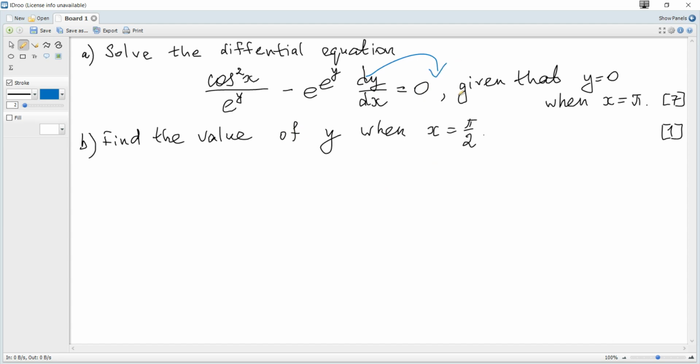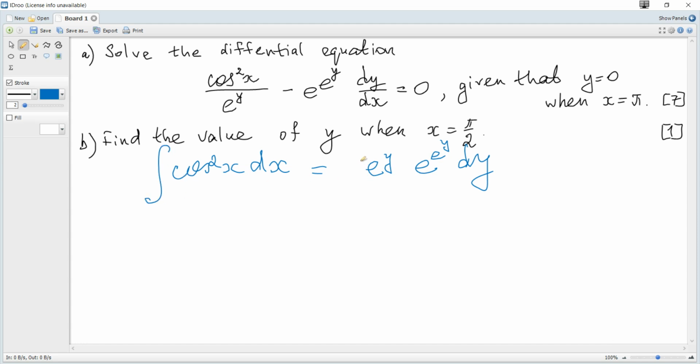So move it to the right and multiply both sides by e to the power of y, and by multiplying both sides by dx, we get that cosine squared of x multiplied by dx is equal to e to the power of y multiplied by e to the power of y dy. So we can see that the variables are separated, hence we can integrate both sides.